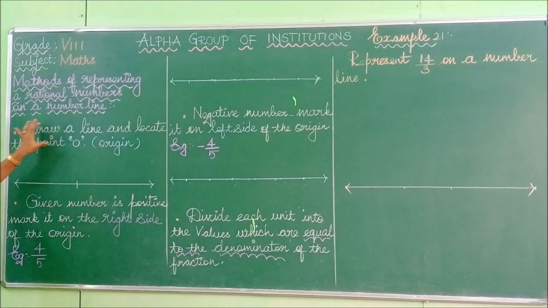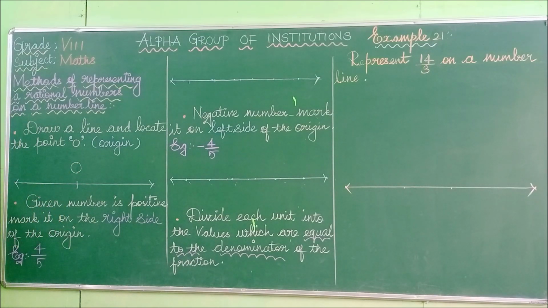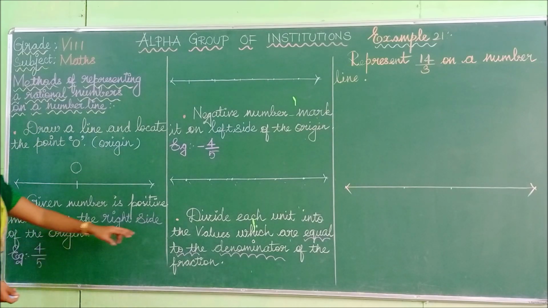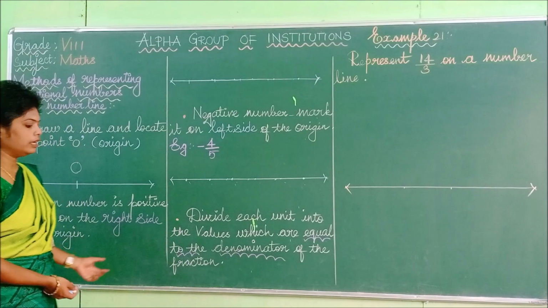Draw a line and locate the point 0. 0 represents the origin. So this is our line, and I am marking the point 0 on this number line. The given number is positive, so mark it on the right-hand side of the origin. Here, 4/5 is what kind of number? That is a positive value only. So on which side do we denote it? The right-hand side of the origin. Now we have to separate the values, using the final step: divide each unit into parts equal to the denominator of the fraction.